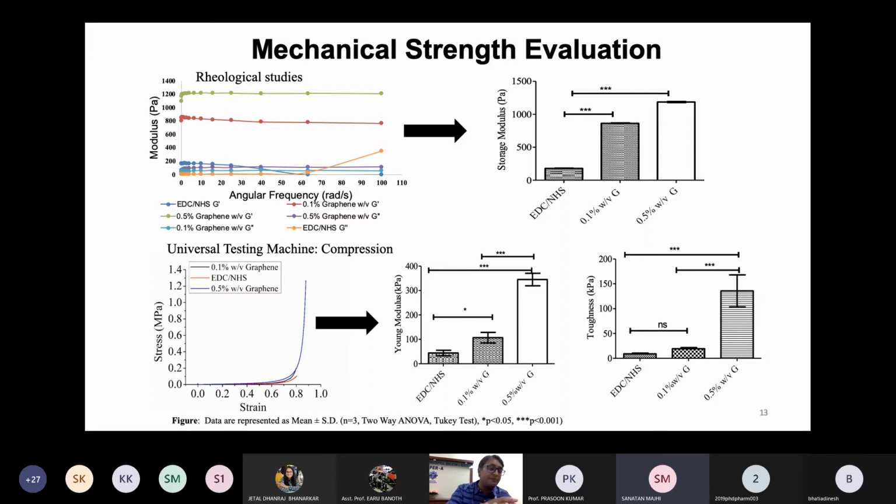Okay, in UTM, when we compress, you see the flat line. When we do stress versus strain, most of the graphs go in a parabolic fashion, or a little bit linear, but here you see it's completely flat. It means that it can go to very large extensions, up to 0.5, at a very minimum stress. It again confirms that the material is very spongy.